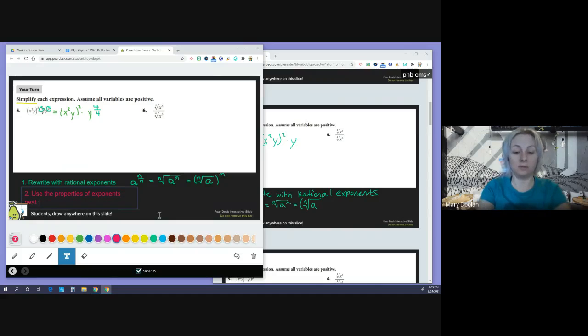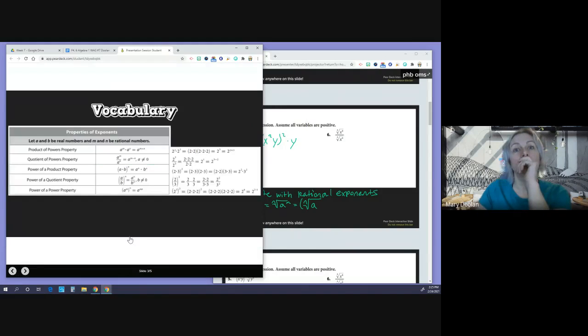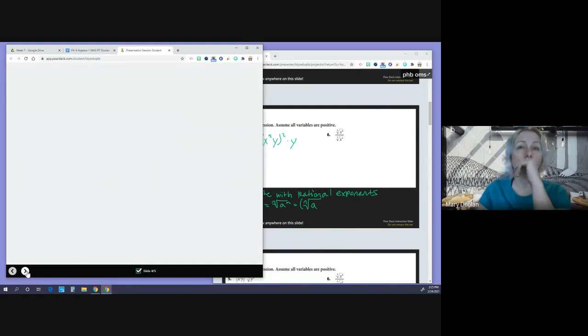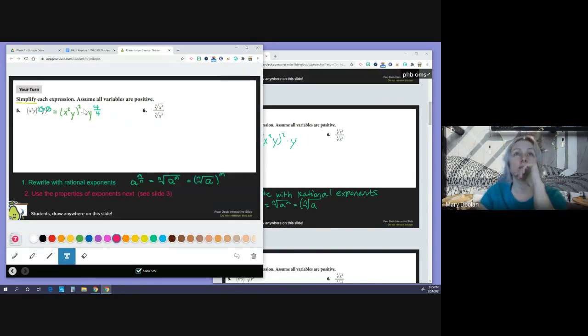See slide 3. Right. Slide 3. Yeah, slide 3. All right, so we have a power of a product property we're going to use because this 2 out here, inside, these two things are being multiplied. So I can bring this 2 into each of these terms.